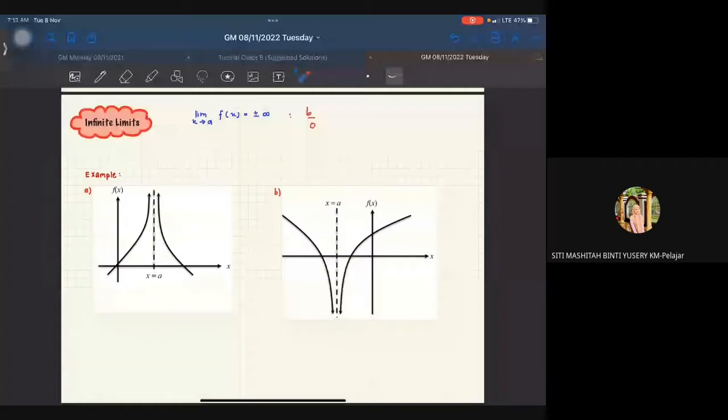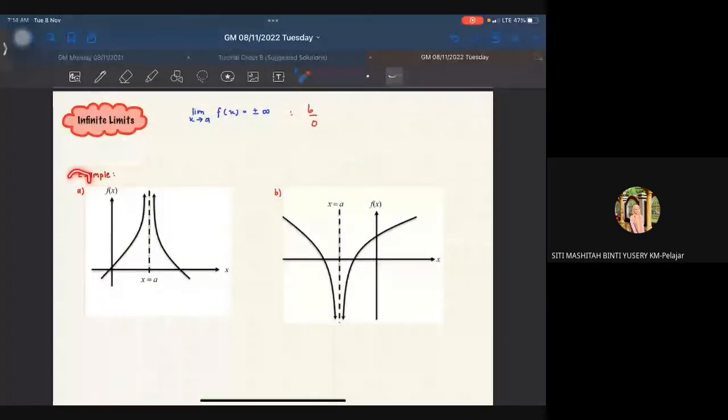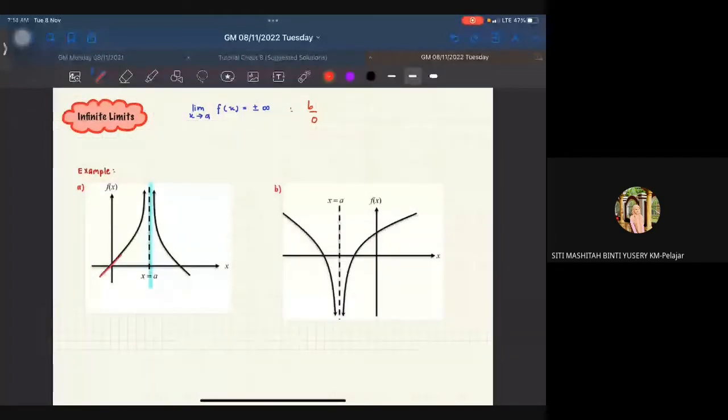Example of kanan, and then dia boleh pergi sama ada ke arah positif ataupun negatif infinity. Okay, this one over here, dia datang towards the x equals to a, and then dia goes up to positive infinity. Okay, so lagi satu kalau tengok yang belah kanan pula, dia datang daripada sebelah kanan and then just follow the line and then dia goes up ke positive infinity juga. Okay, so this is what we call as infinite limit.